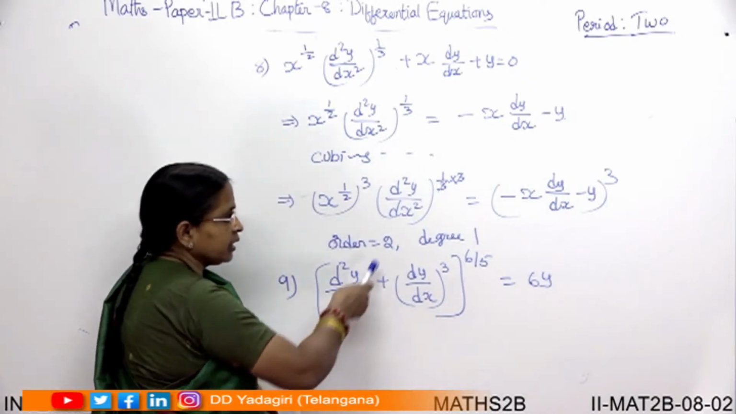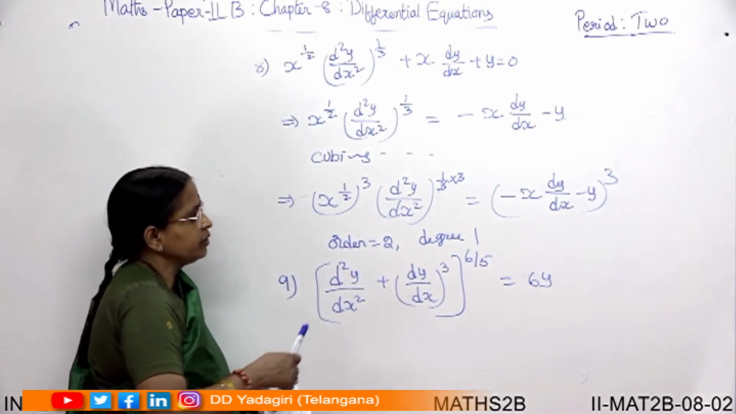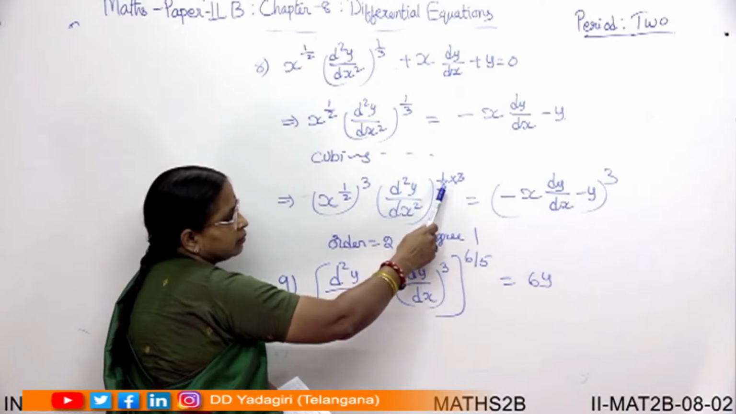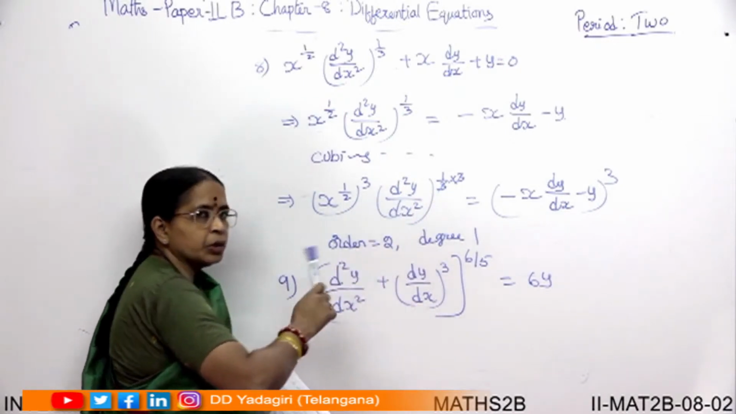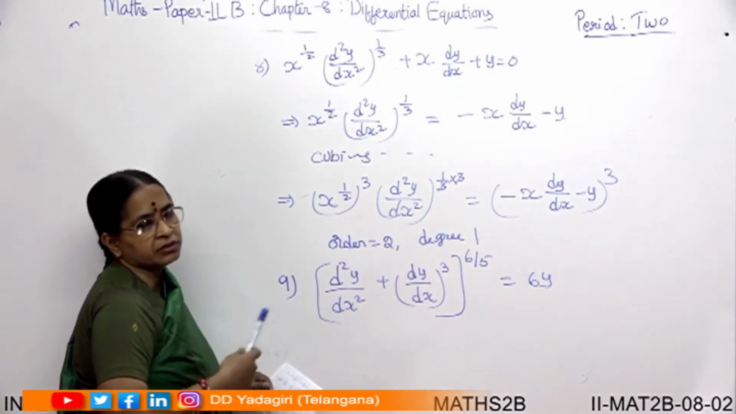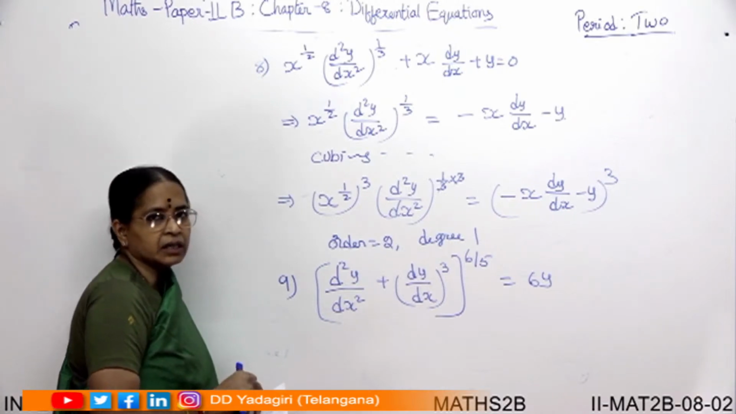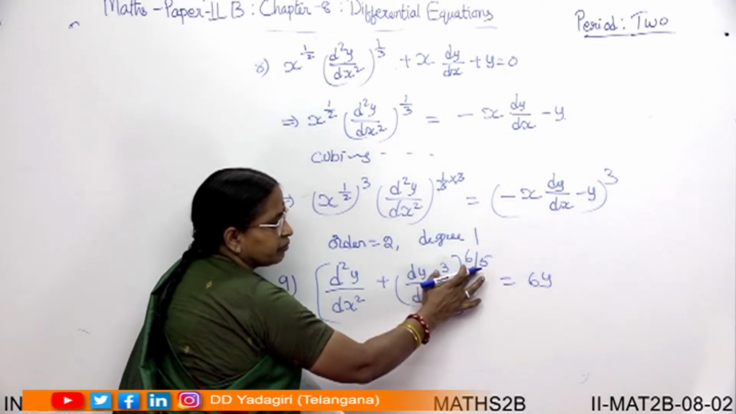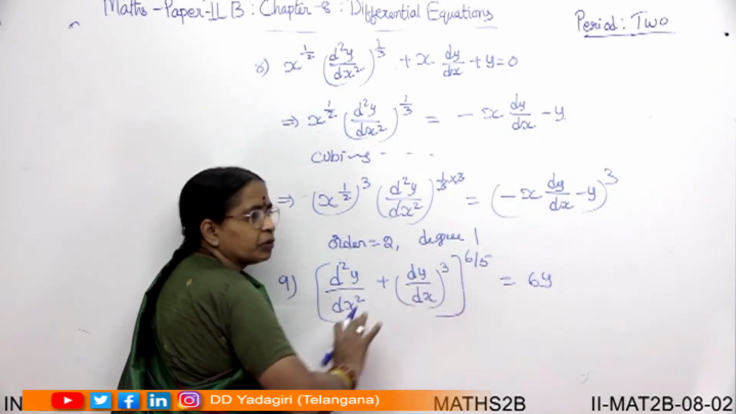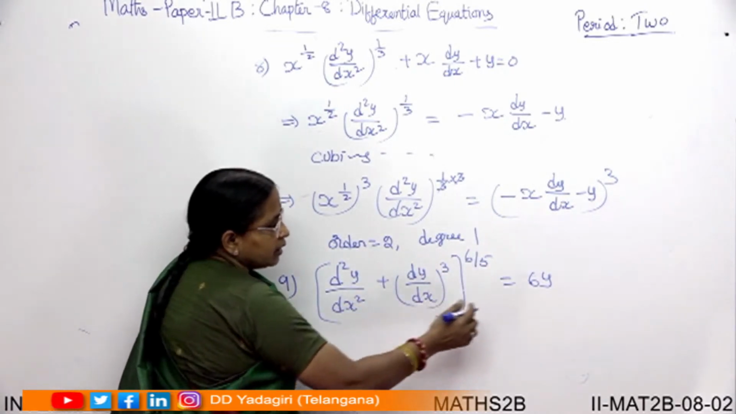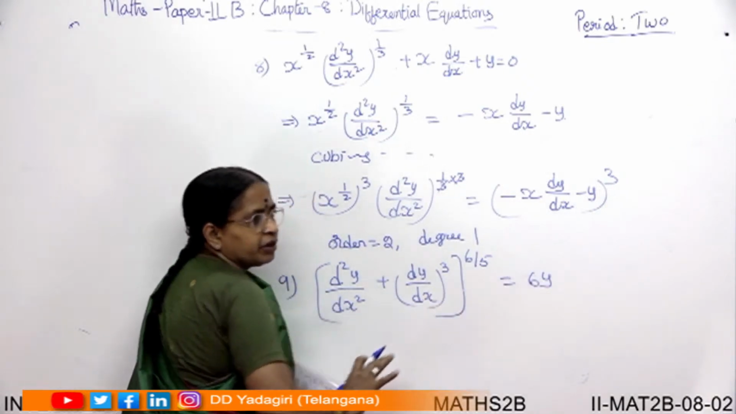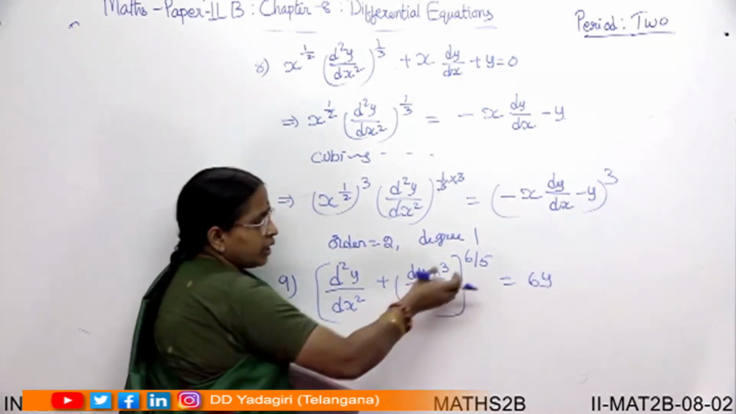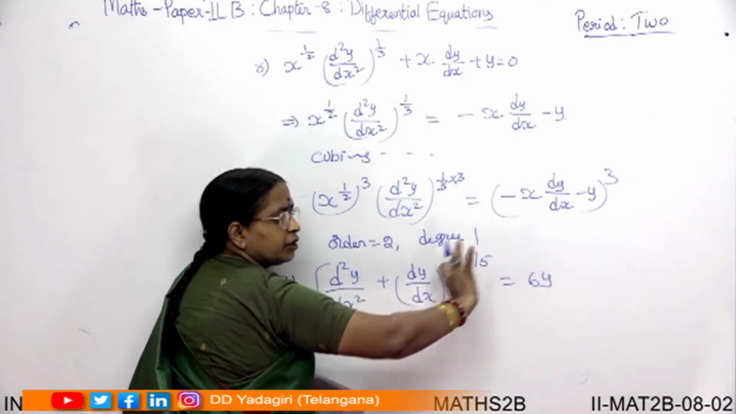So you may think, like in all the earlier problems, we just thought of the denominator and took that power on both sides, whether it is cubing or squaring. But here you have 6 by 5. So don't think of taking the power of 5 on both sides, because here on the right side you don't have any derivatives. So you can take this 6 by 5 directly to the right side.